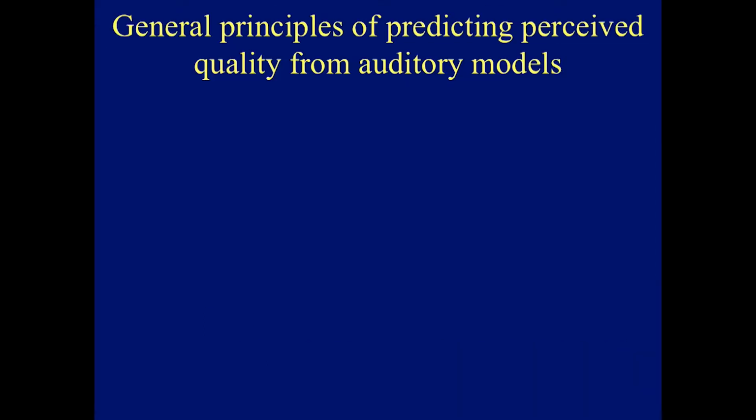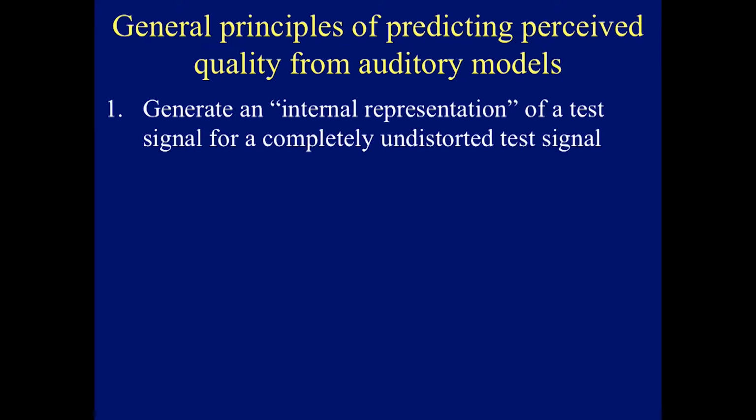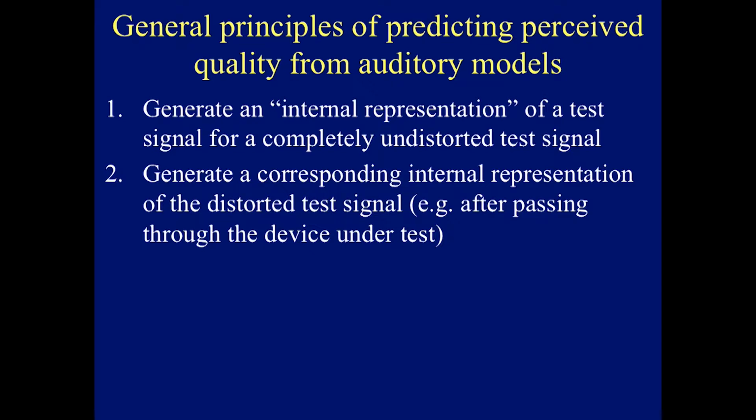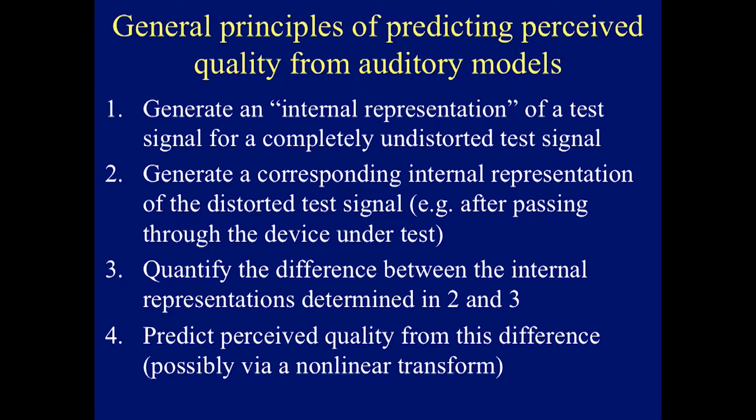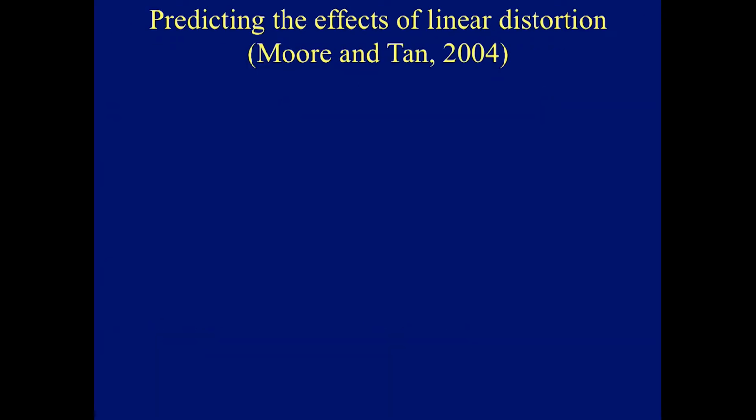Okay, so I want now to talk about the general principles of how you might predict perceived quality using auditory models. The general approach is to create some kind of internal representation of a completely undistorted test signal, and then to generate a corresponding internal representation of the distorted signal after it's gone through the device that you're interested in, and to quantify the difference between those internal representations. And we think that perceived quality can be predicted from that difference. The bigger the difference in the internal representations, the lower the quality. But depending on exactly what the measure is, you may need some nonlinear transform to get directly to the ratings of the subjects.